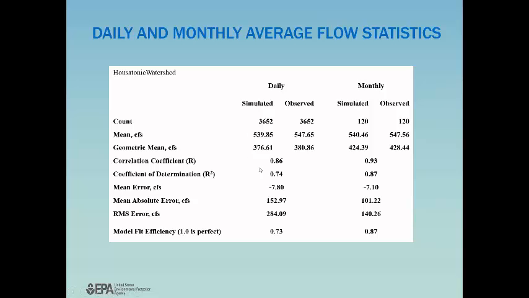Other ways of looking at it, we also looked at not only the correlation coefficient, but the R-squared values, the mean error in CFS, mean squared error, and this is that model fit efficiency, which we started assessing in the recent past, in the last 10 years. This is also called the Nash-Sutcliffe coefficient, for those of you who are knowledgeable in terms of metrics. The daily value of 0.73 and monthly of 0.87 are both very good levels of correlation.